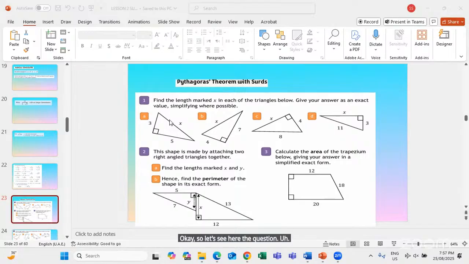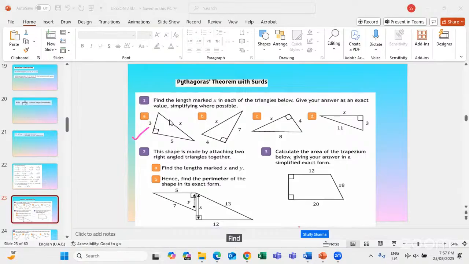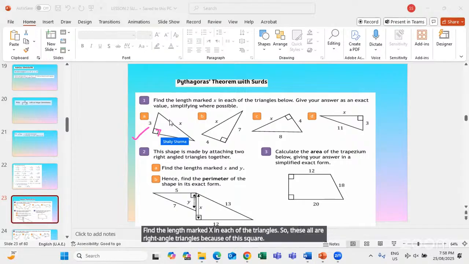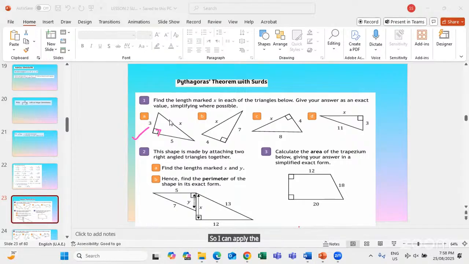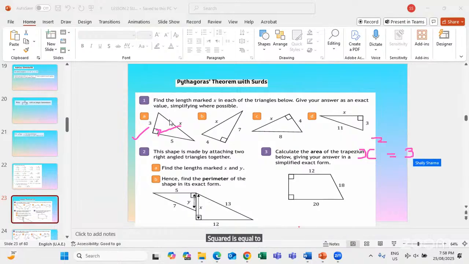Let's take the very first question here. Find the length marked x in each of the triangles. These are all right angle triangles because of this square, so I can apply the Pythagoras theorem. The side opposite to 90 degrees is always the hypotenuse, so x squared is equal to the sum of the squares of the two other sides.